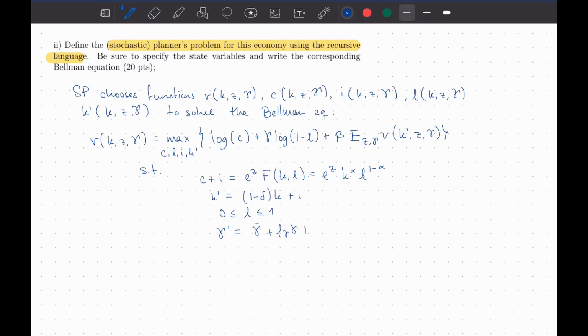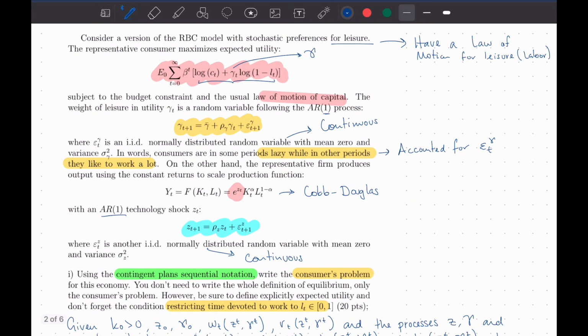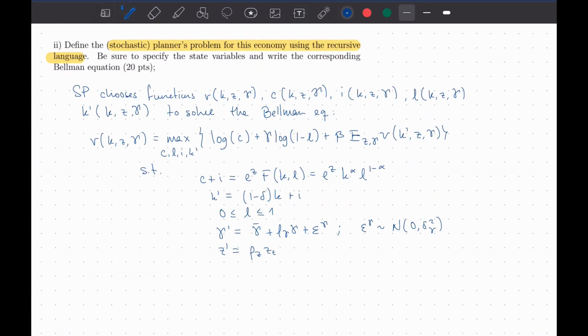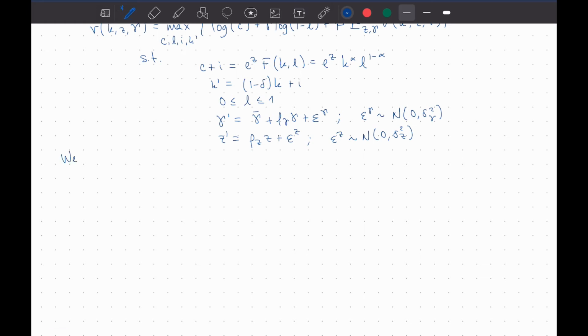It's gamma prime equals rho gamma plus error terms, where the errors are distributed normal with variance sigma squared gamma, and the tech shock is Z prime equals rho Z times Z plus error terms, and the error terms are distributed normal with variance sigma squared Z. And we can actually rewrite this expression in the following manner.